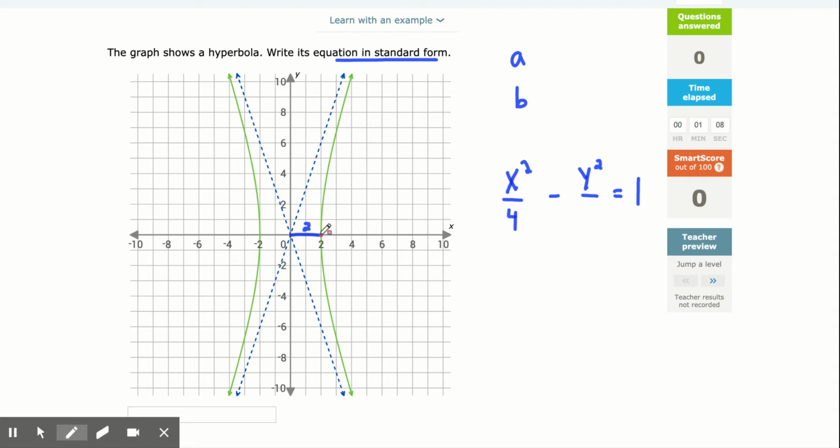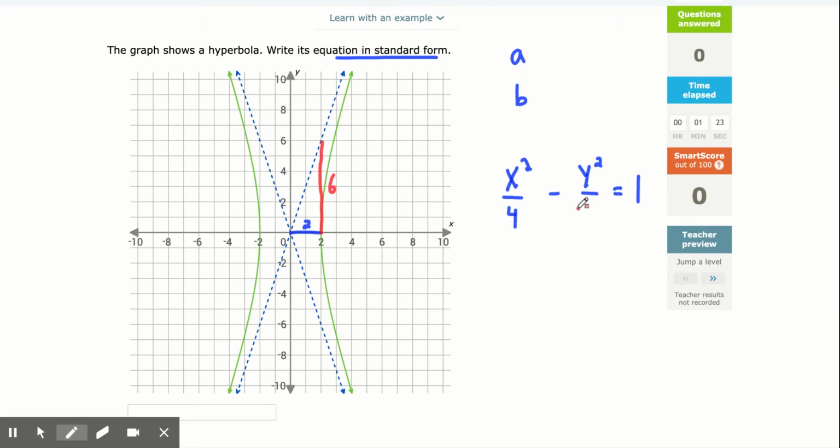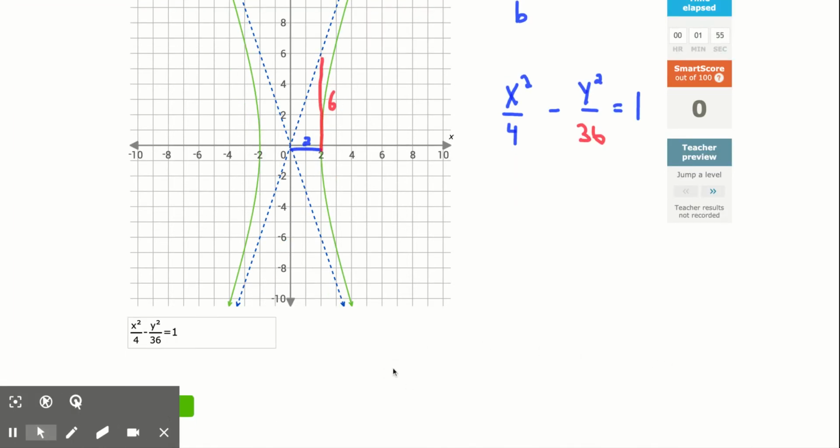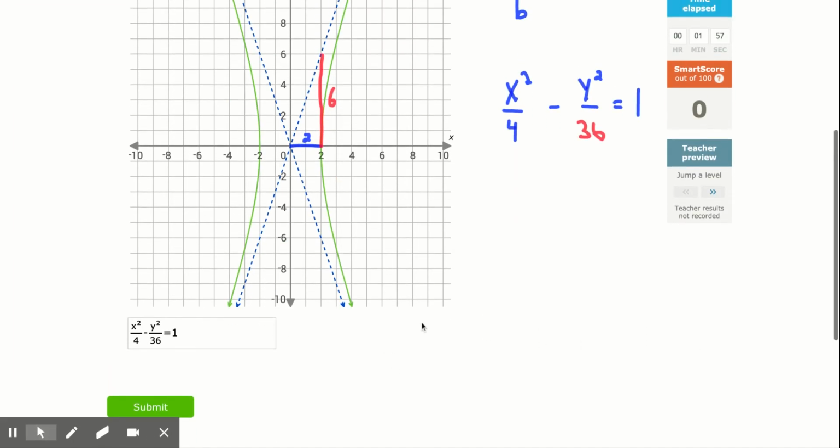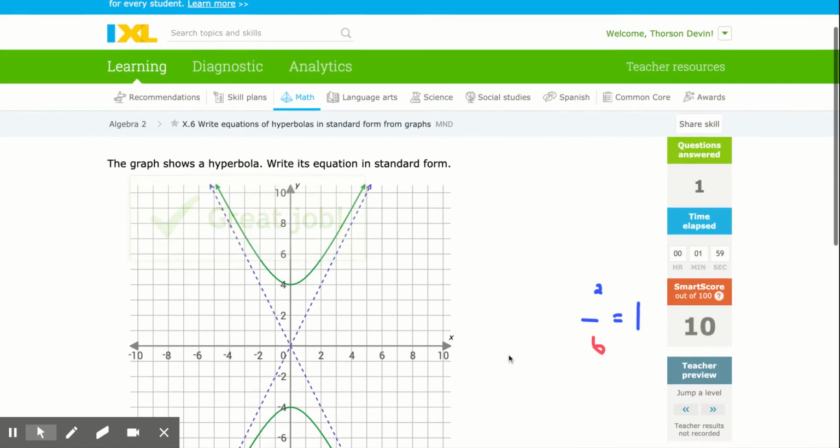What you do is you go straight up from the vertex until you get to the asymptote line, and that goes up a total of 6 units. So half the conjugate axis is 6. You square that number, you get 36. And there's your equation, as simple as that. So I've typed that in down here now. And I hit submit, and we do it right.